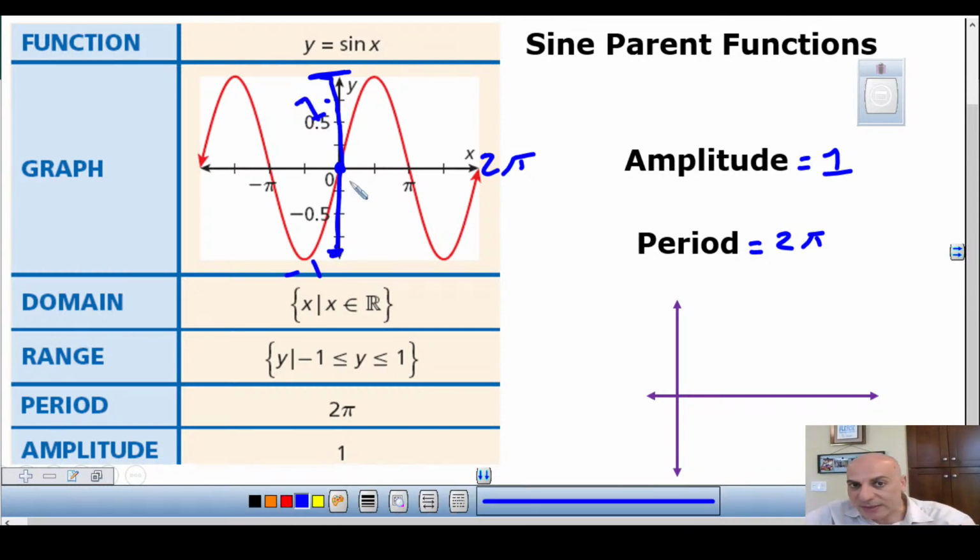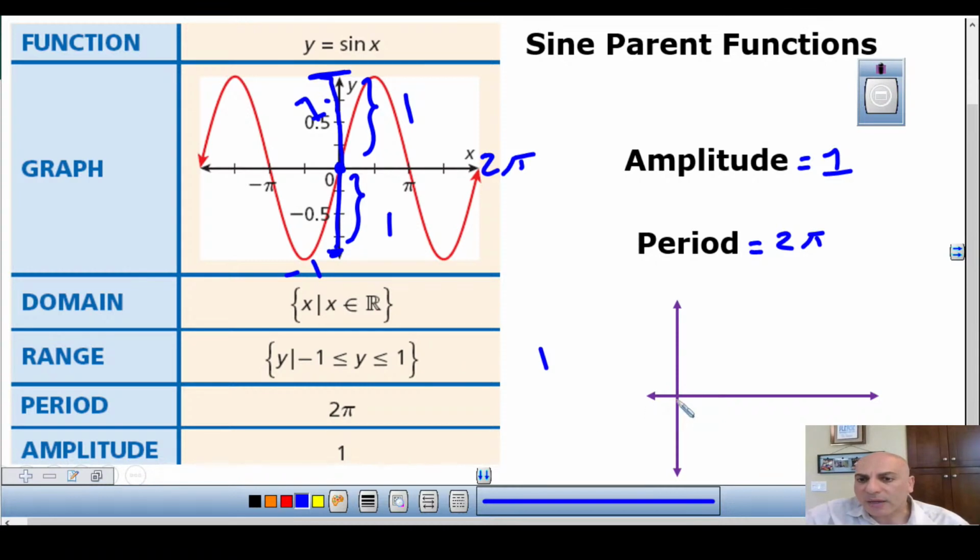Okay, so what's the distance here? It's 1. What's the distance up here? It's 1. That's what the amplitude is, okay? Away from the midpoint, how high can you go? How low can you reach? It's 1 and it's 1. And what else? The amplitude is 1, we said, and the period is 2 pi. We've talked about the domain and we've talked about the range.